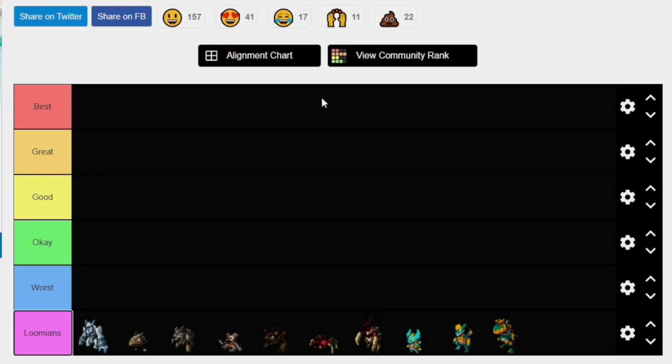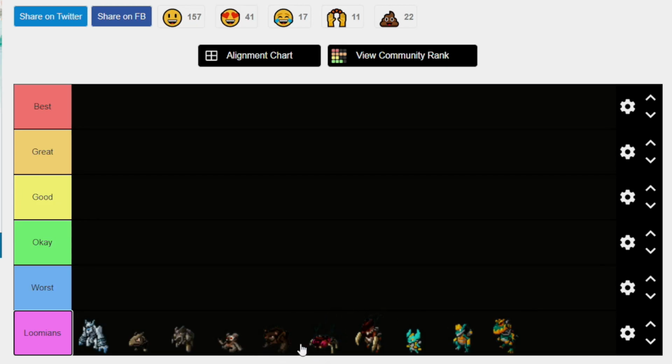Hello everyone, today we're back into another Loomian Legacy tier list, and today we're going to be ranking all of the Earth types in all of Loomian Legacy. And yes, I mean all of them, because there are only 1, 2, 3, 4, 5, 6, 7, 8, 9, 10, 11 in total, including the pre-evolution.